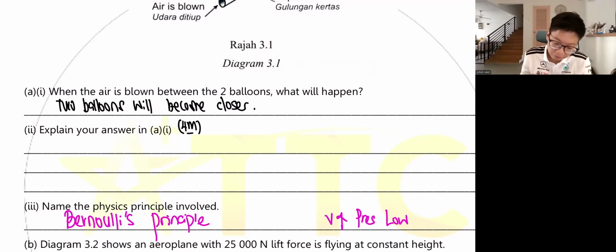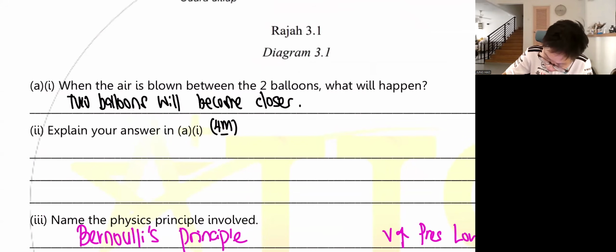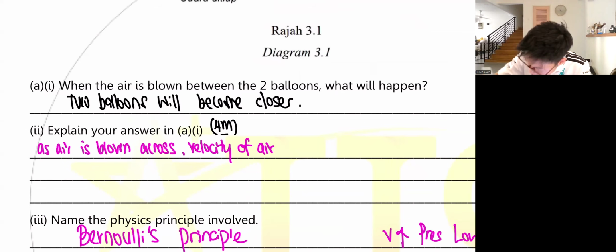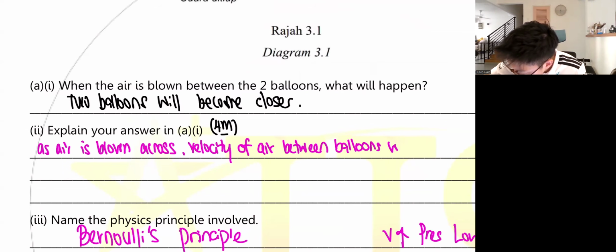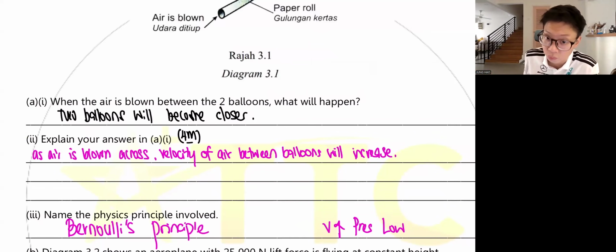Ready? First of all, we have to talk about when you blow the air. When you blow the air, the velocity will go faster, correct? So we can say that as air is blown across, the velocity of air between the balloons will increase.